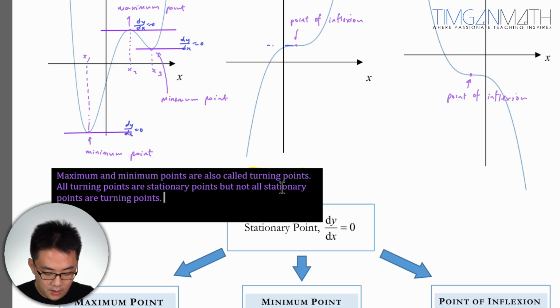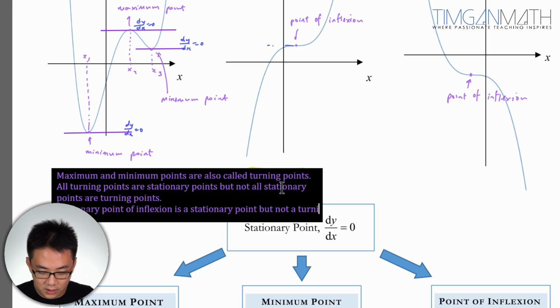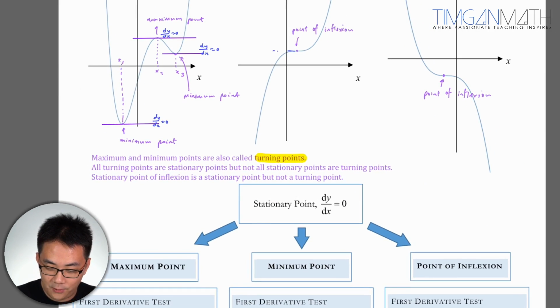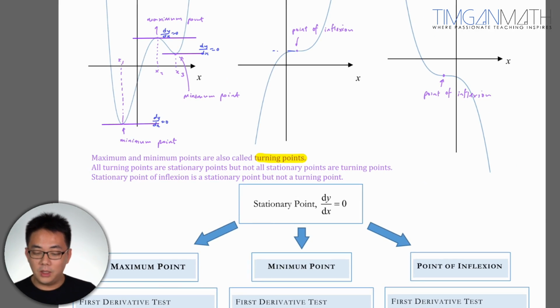Okay, a point of inflection is not a turning point. A stationary point of inflection is a stationary point, but not a turning point. Okay, great. So just take note of that. Okay, so I just write that down. It's a stationary point, but not a turning point.